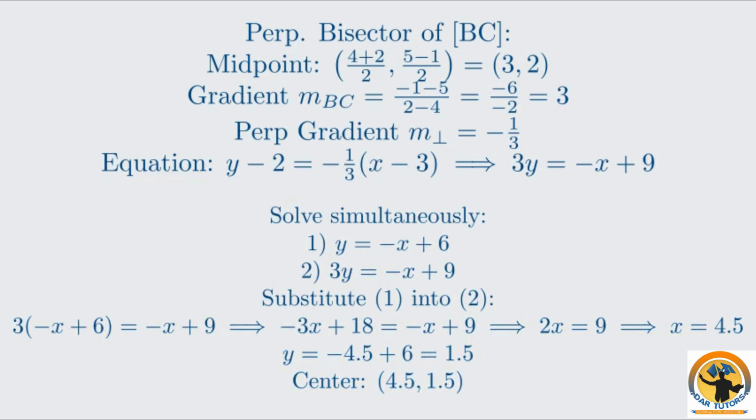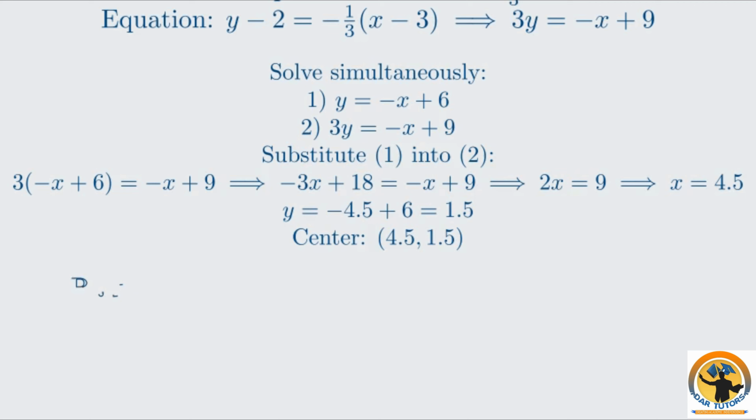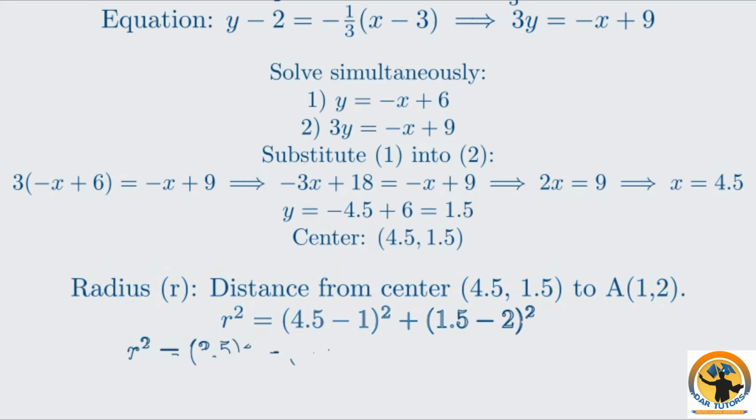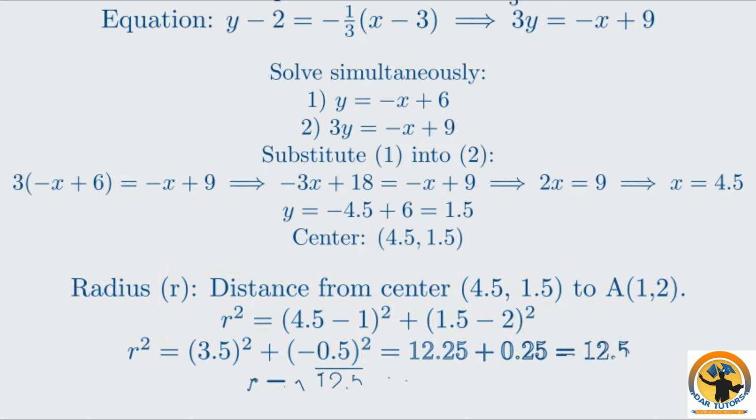Now that we have the center, we can find the radius. The radius is the distance from the center to any of the 3 points. Let's use point A. We use the distance formula. The distance squared is 3.5 squared plus negative 0.5 squared, which is 12.5. So the radius is the square root of 12.5, which is approximately 3.54 units.